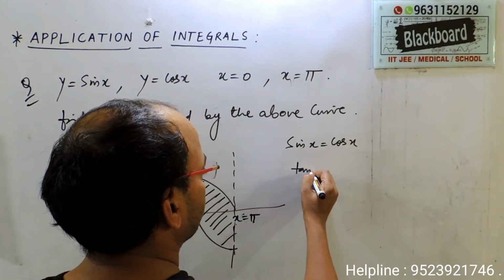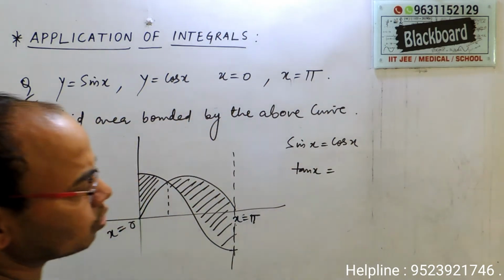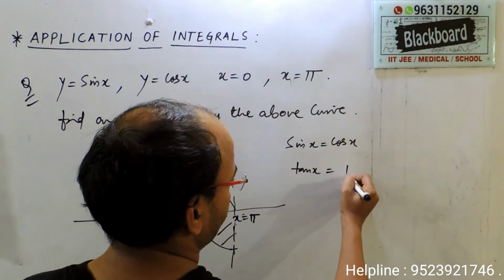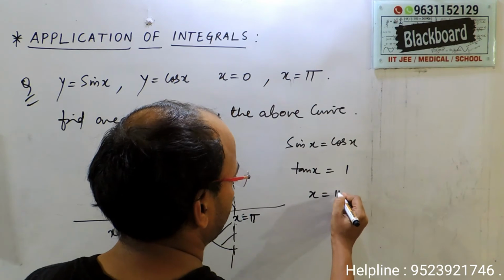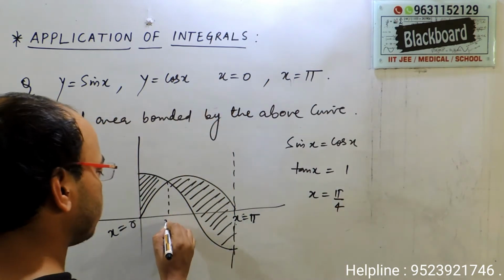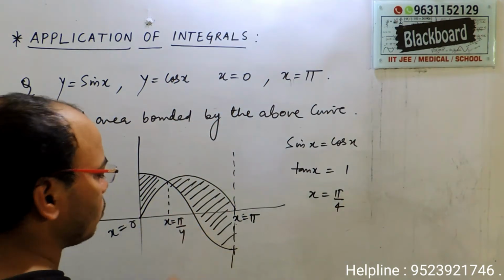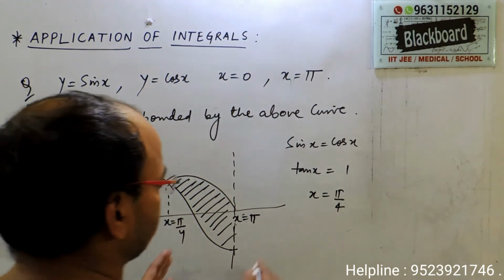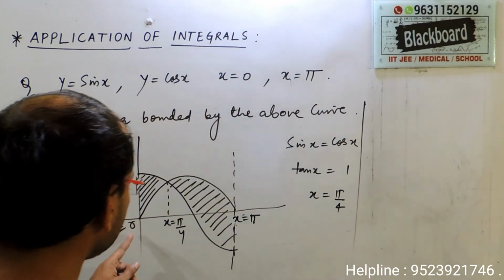तो इसको हम लिख सकते हैं, दोनों तरफ हम डिवाइड कर दिए cos x से. तो you will get tan x equals to 1. That means x equals to pi by 4. That means this coordinate is pi by 4. Now you can integrate. अब इंटीग्रेट करने के लिए हम क्या लिखेंगे?